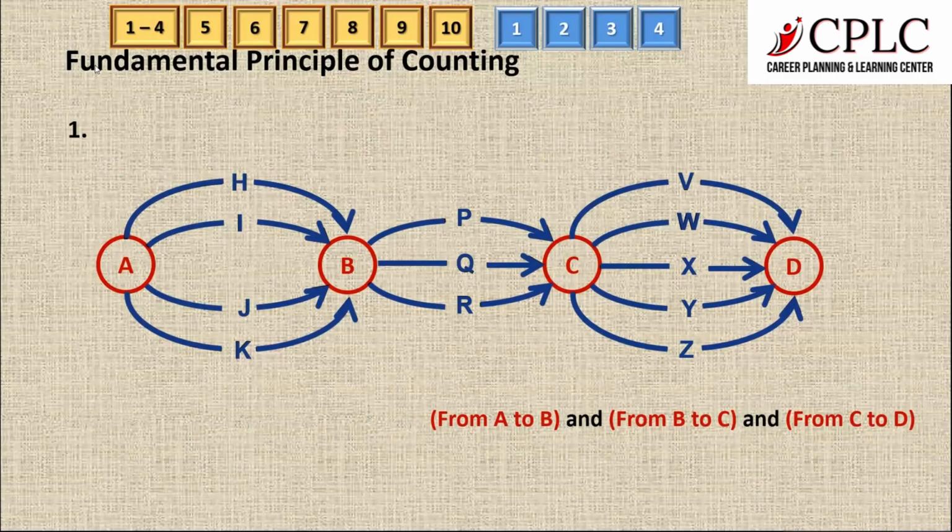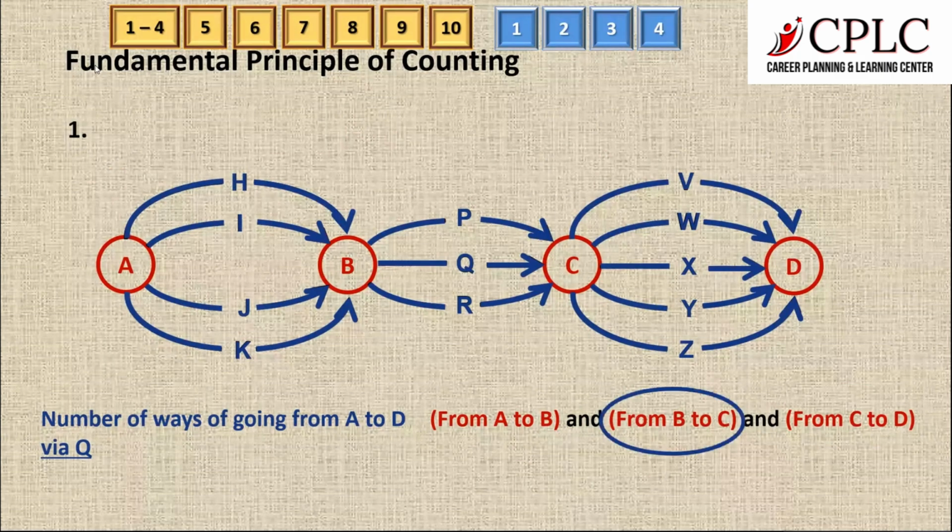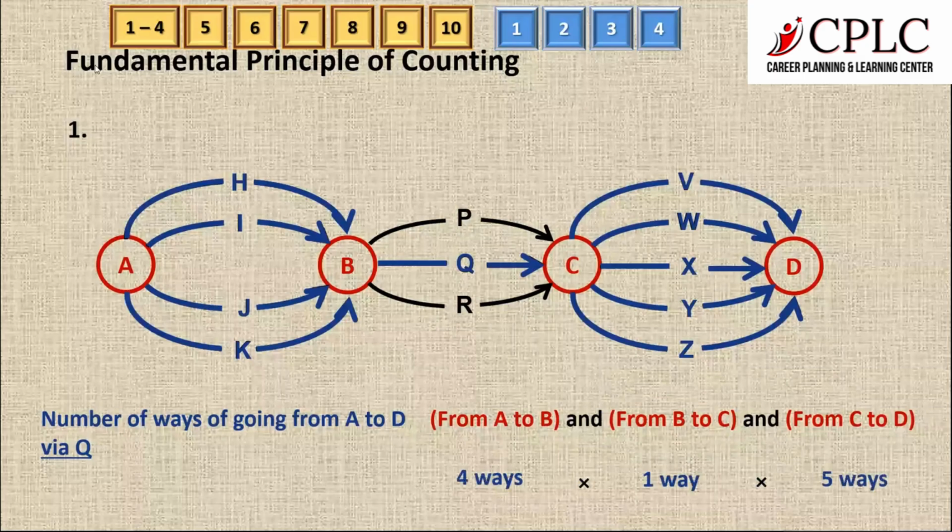Now, the question says number of ways of going from A to D via only Q. So this means we just have to use Q to go from B to C. So A to B, there would be 4, from B to C only 1, and from C to D 5. So 4 into 1 into 5, that's 20. So 20 is the answer to the first question.